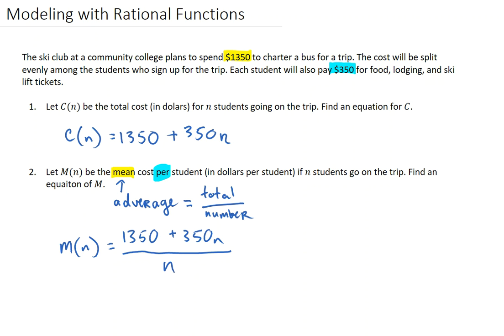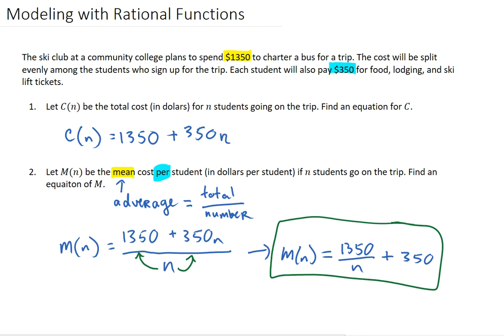Now it's a very mean equation, but now it would be good to simplify it a little bit. So what we're going to do to simplify it is distribute that n to each of the terms in the numerator, and that'll give us m of n equals 1,350 over n plus the 350. With the first one, the n didn't have anything to reduce with, but with the second term, the two n's canceled out, leaving just the 350. And so that'll be our equation that it's asking us to come up with in this example.